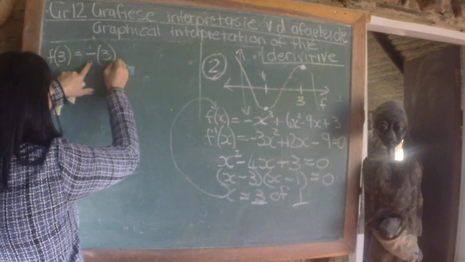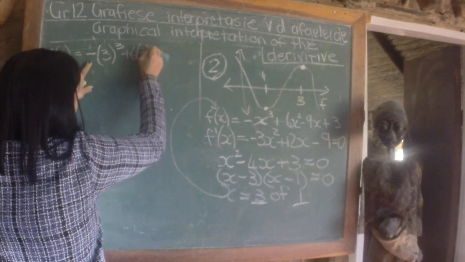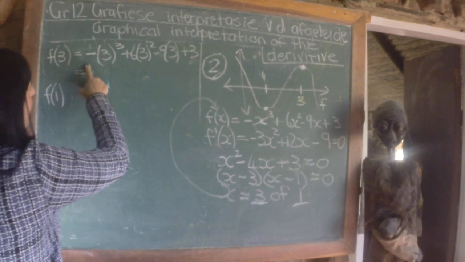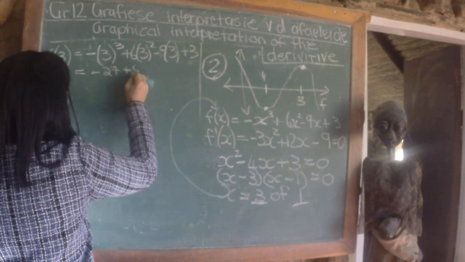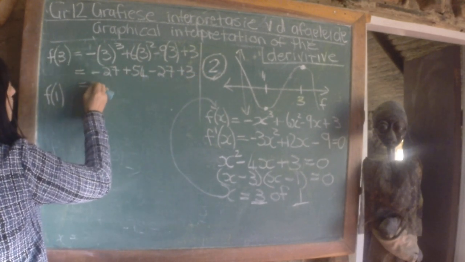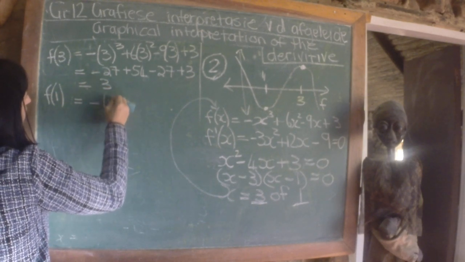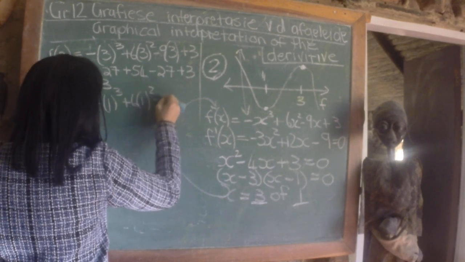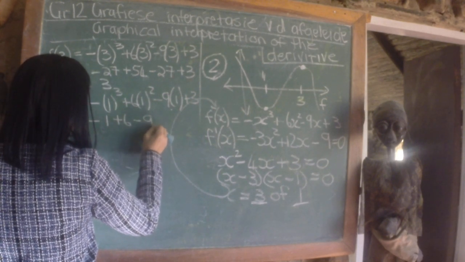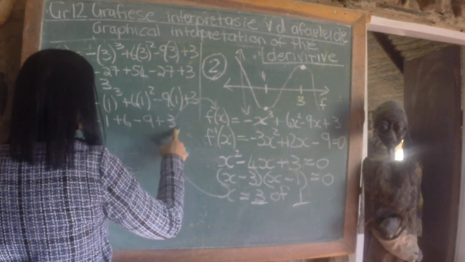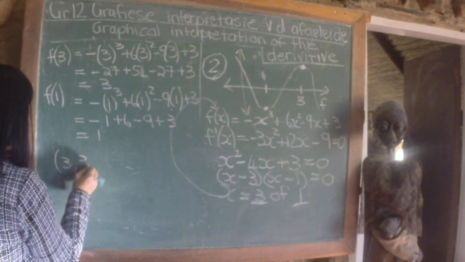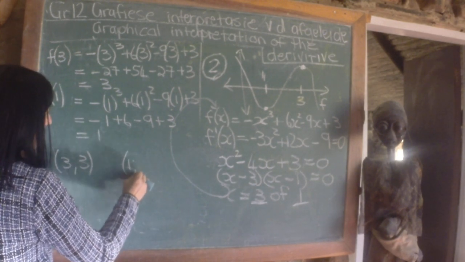Minus 3 to the power 3, plus 6 times 3 squared, minus 9 times 3, plus 3. Now, if you get that value, it's minus 27, 6 times 9 is 54, and this is minus 27, plus 3, and that gives me 3. If you substitute 1: minus 1 cubed plus 6 times 1 squared, minus 9 times 1 plus 3, and that gives me minus 1 plus 6 minus 9 plus 3. So we have 6, 7, 8, 9, 10, so my answer is 1. So the two coordinates are, when my x-value is 3, my y-value is 3. When my x-value is 1, my y-value is also 1.